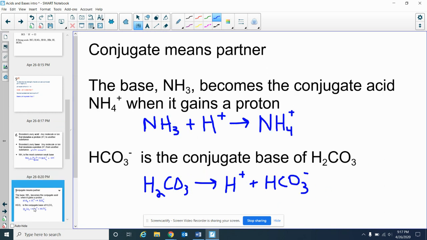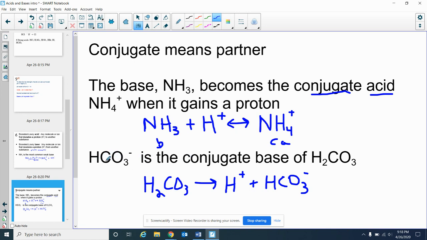So conjugate means partner. The word conjugate means partner. So this base, NH3, when it picks up H plus, what it becomes is called its conjugate. And it is now an acid. Because if it goes back the other way, then this NH4 plus will give up or donate the H plus to become NH3. So this is the base, and this is its conjugate acid.